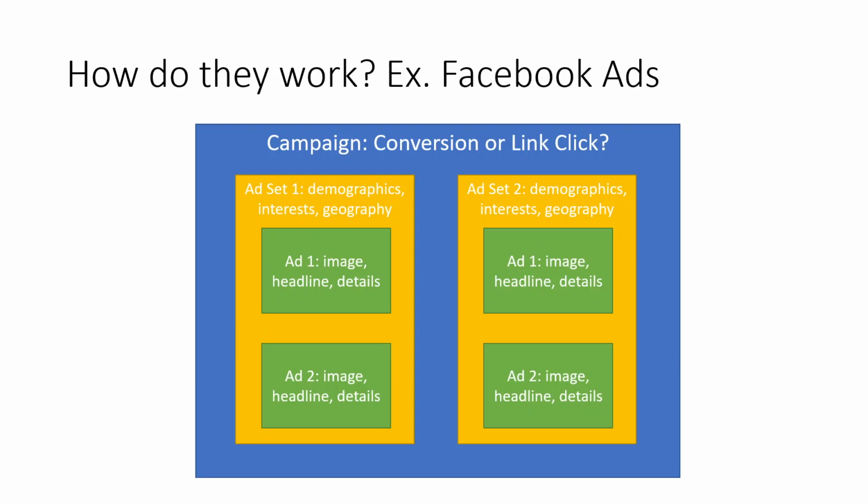Within every campaign, you choose different ad sets. Each ad set has that interest tailoring that you're doing: the demographics, the geographics, the interests, the substantive interests. And then with each ad set, you choose the ads. So you have an ad with one image and a headline and some details, a second ad with a different image, different headlines, different details.